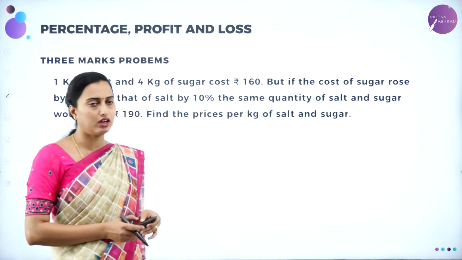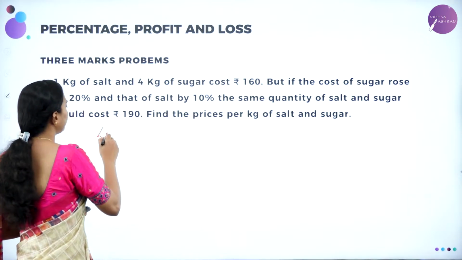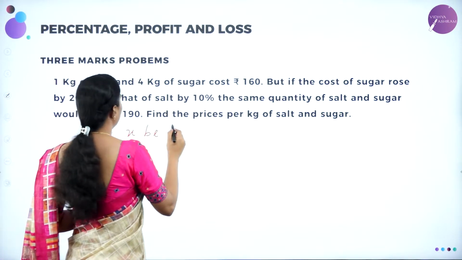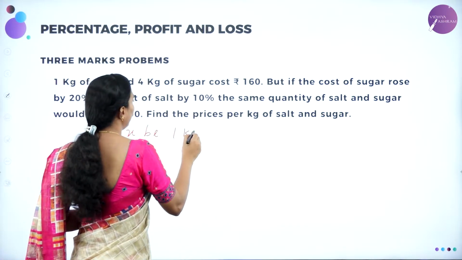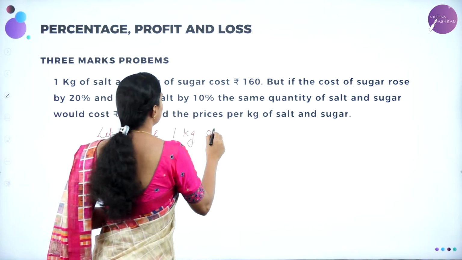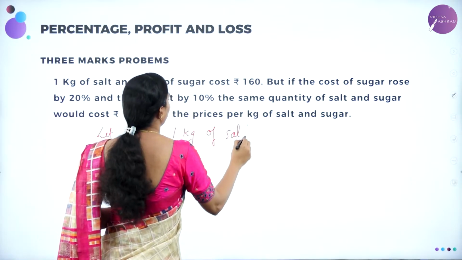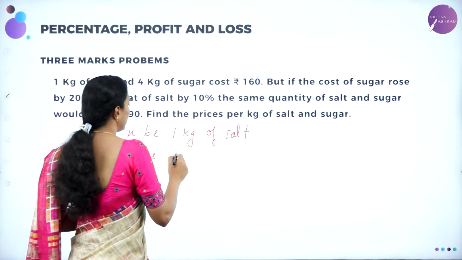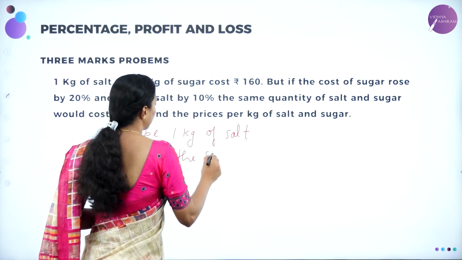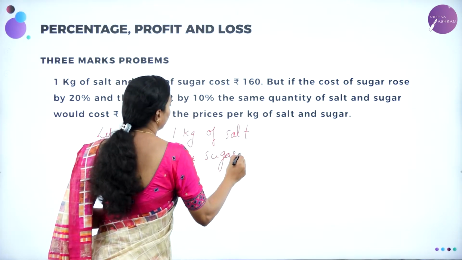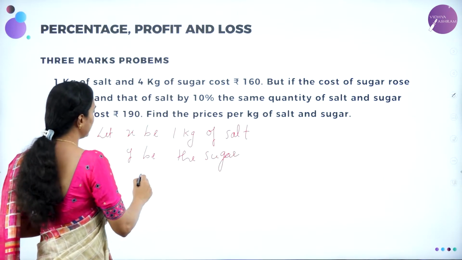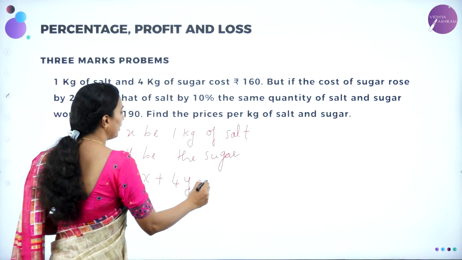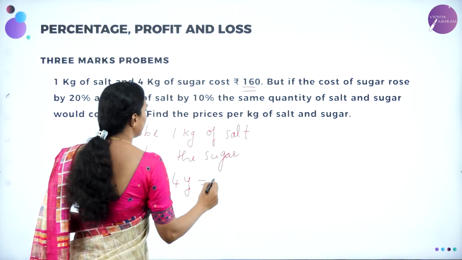I am going to take here, let x be the price of 1 kg of salt and y be the price of sugar, right? So they have given x plus 4 kg of sugar, that is 4 into y, is equal to rupees how much? It is 160.